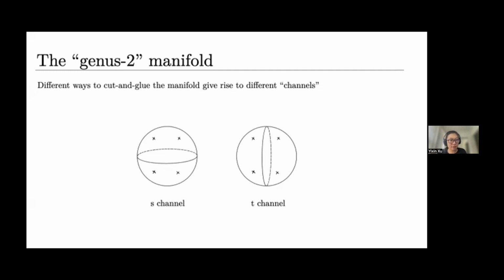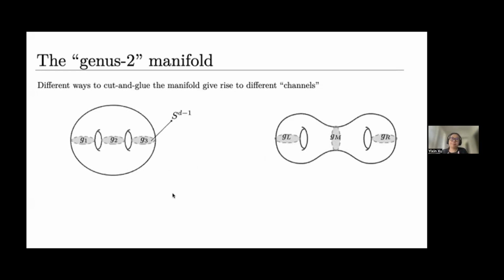Algebraically, if I insert a resolution of unity in the cutting sphere, then I will get the T-channel expansion and an S-channel expansion of the four-point correlation function. Similarly, for the genus-2 partition function, I can basically do the same. There are at least two different ways of cutting and gluing the genus-2 manifold into two three-punctured spheres.